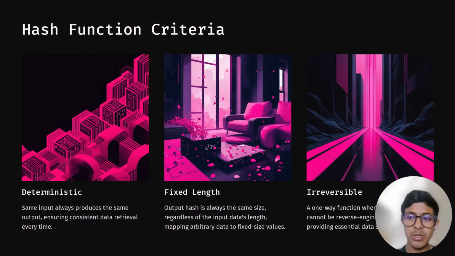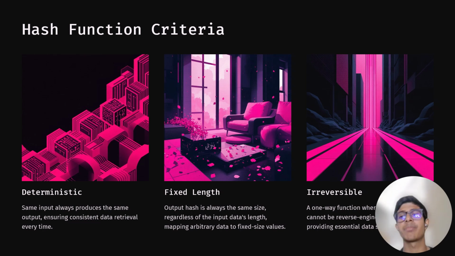The very first rule of a reliable hash function is that it must be deterministic. This is the foundation of data retrieval. It means that for a given input, the function must produce the exact same output every single time. This is essential. Imagine if you stored a piece of data today, but when you try to look it up tomorrow, the hash function gave you a different index. The data would be effectively lost in memory.